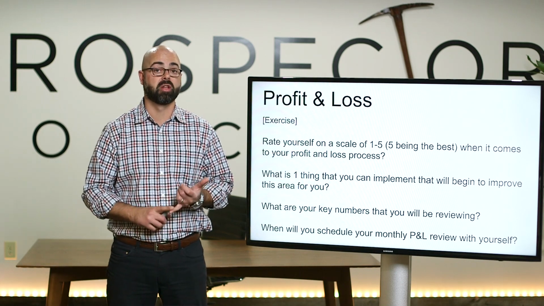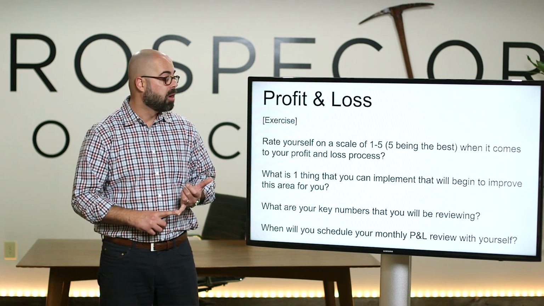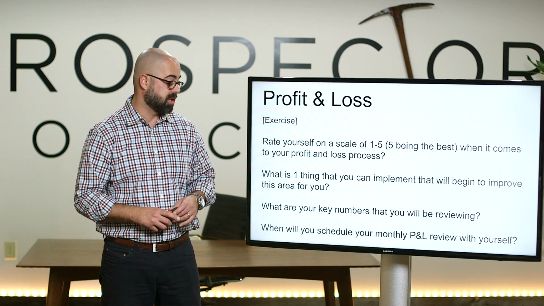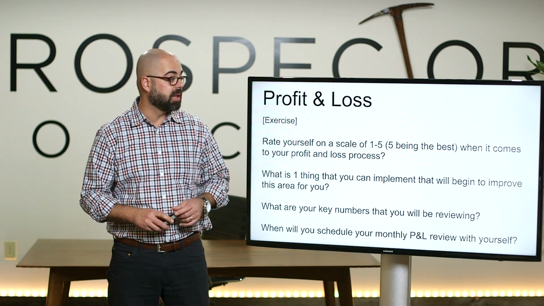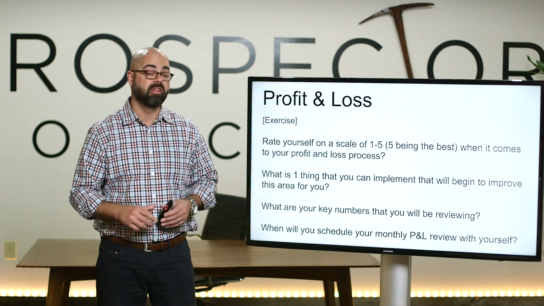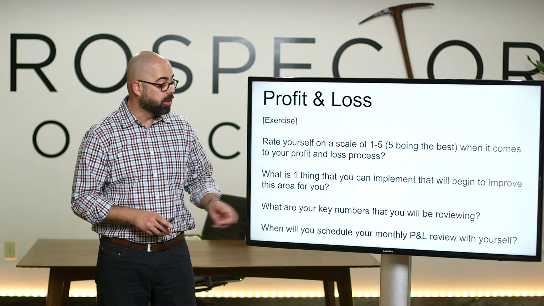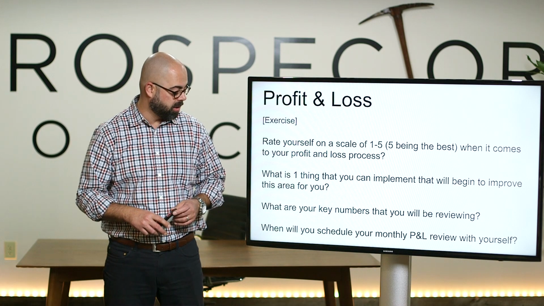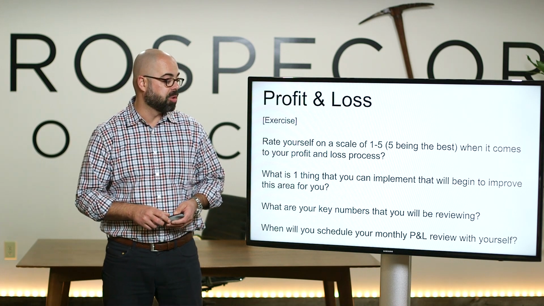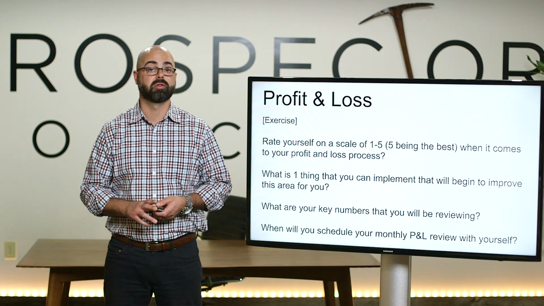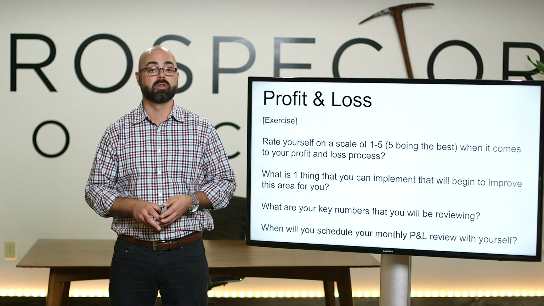Rate yourself on a scale of 1 to 5, with 5 being the best, when it comes to your profit and loss process. What is one thing that you can implement that will begin to improve this area for you and help you get more insight over your business? And what are your key numbers that you will be reviewing? And when will you schedule your monthly P&L review with yourself? Yourself being first and foremost.